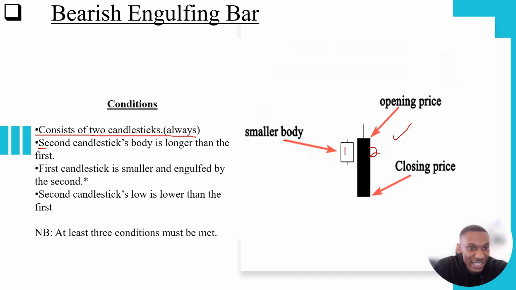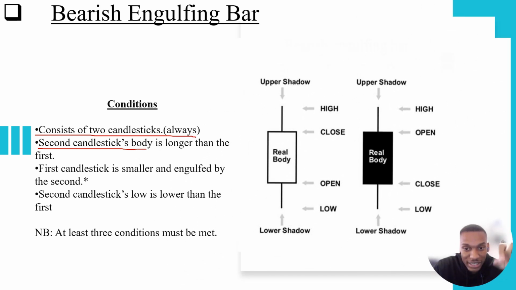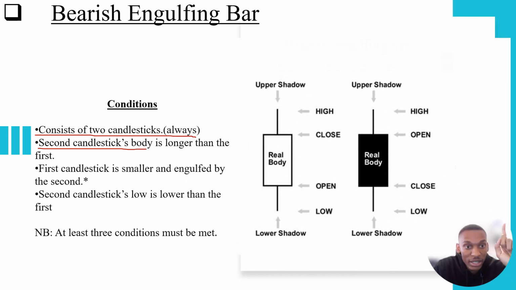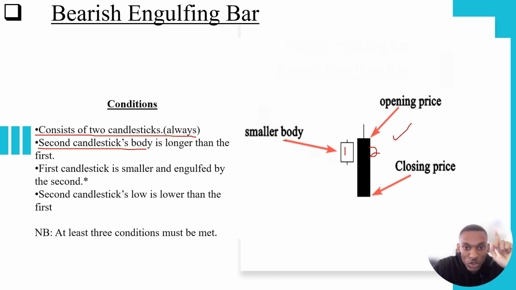And then the second candlestick's body, remember body, guys, the rectangular thing, is longer than the first. So the second candlestick, this is 1, this is 2. The second candlestick's body has to be longer, as you can see here, than the first candlestick, right?